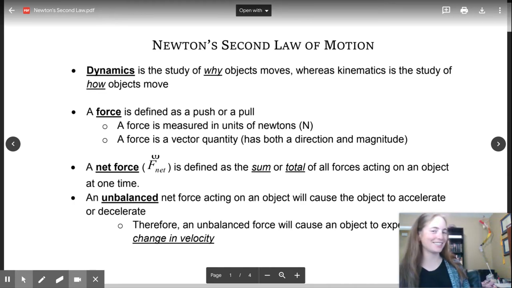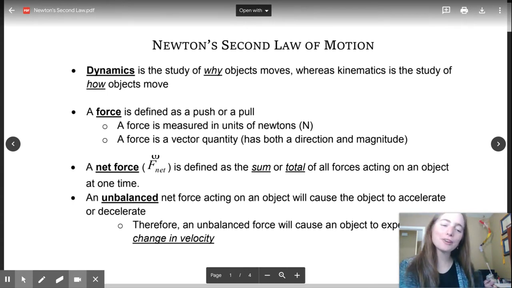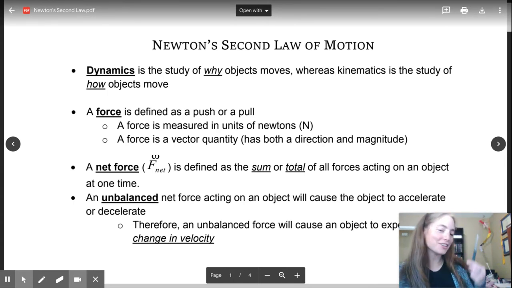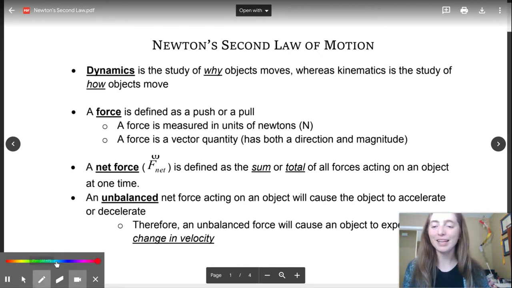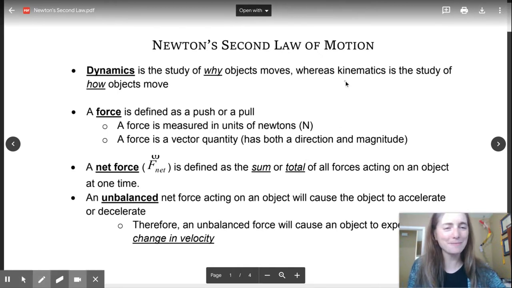Welcome to today's lesson on Newton's second law. This is our very first video of our second unit, dynamics. We will have just finished up with our kinematics unit. And now remember, kinematics, ladies and gentlemen, is the study of how objects move.